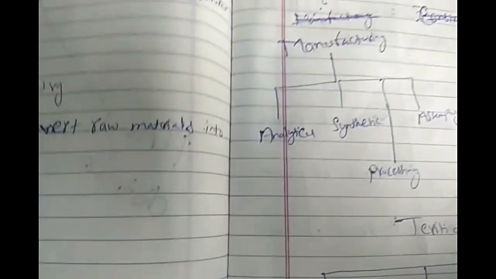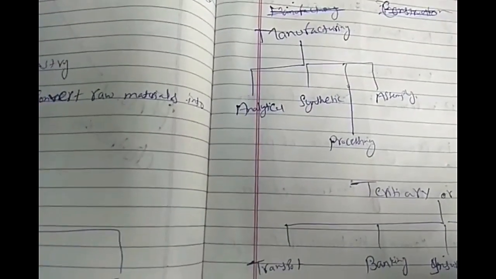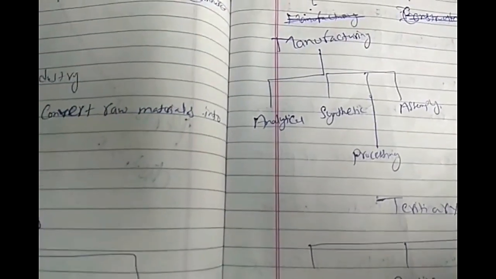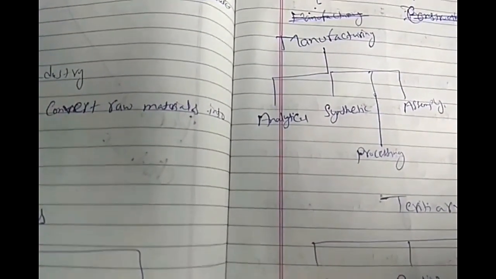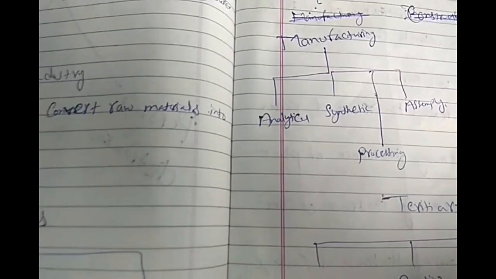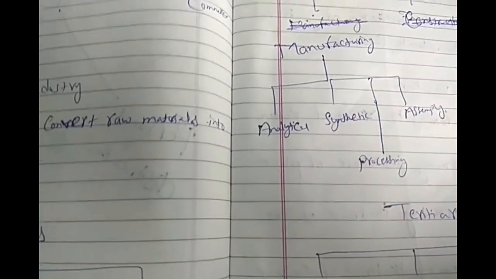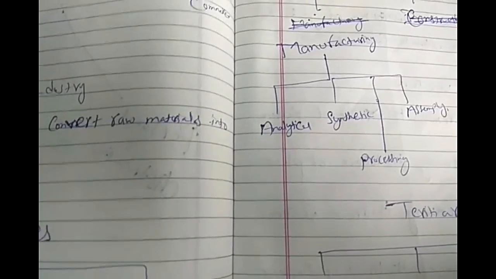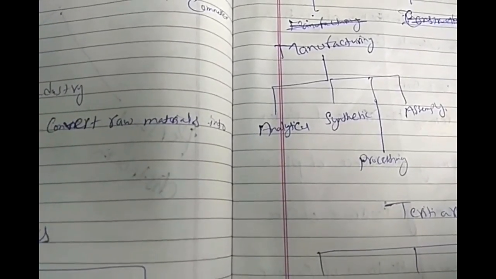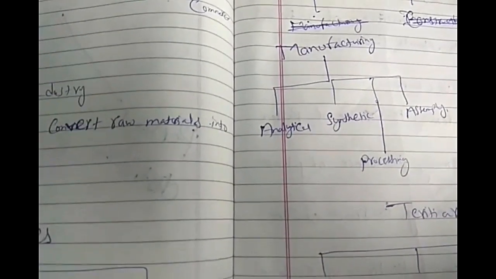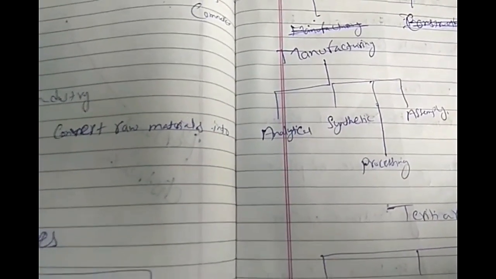Now I am going to tell you the types of manufacturing industry. So first, that is analytical. Analytical industries are those industries which involve basic raw material. What process is done? They break the raw material into different parts to produce the finished good. So in analytical industries the raw material is broken into various parts to produce a finished good. This is known as analytical industry.